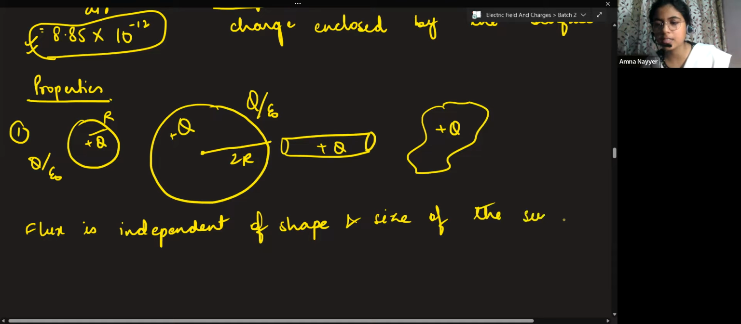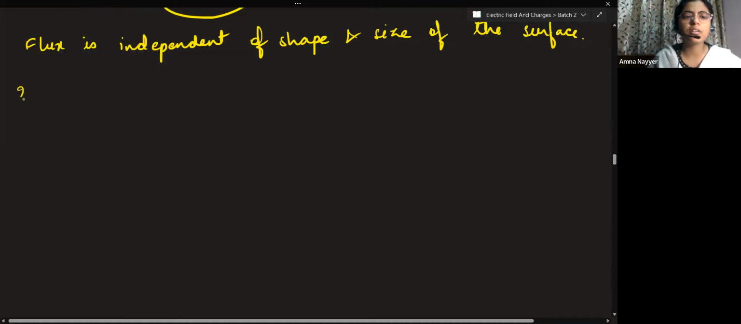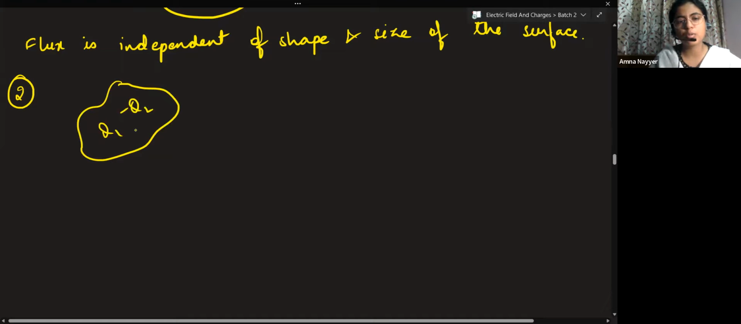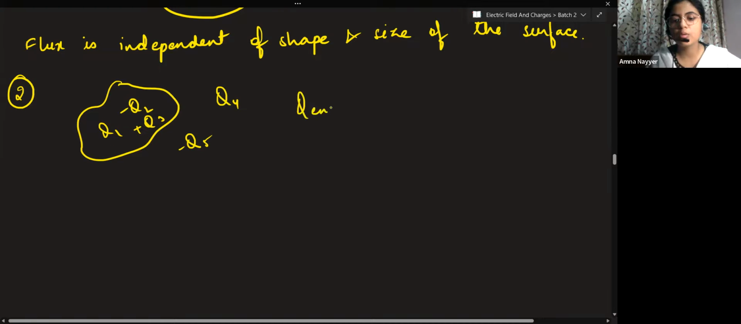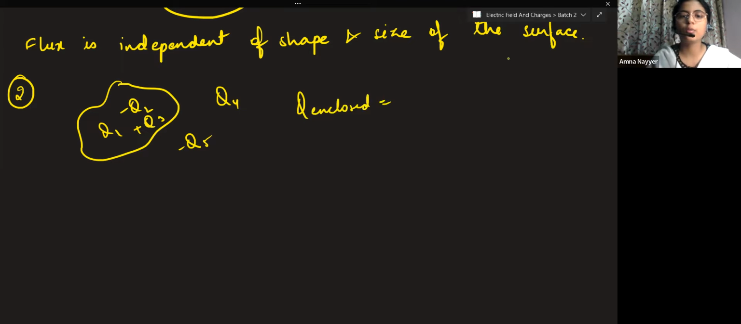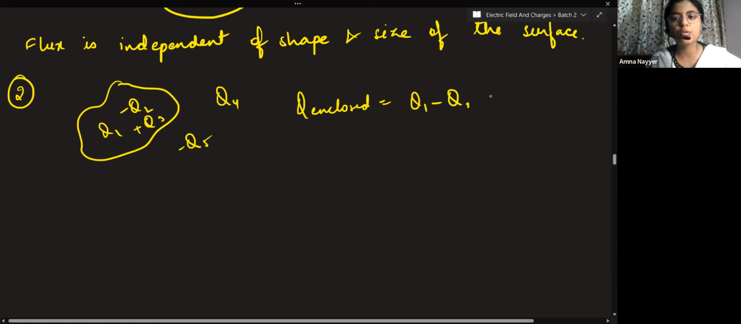The surface. Then the second property I have told you already. Second property means whatever charge is outside will not be considered. It means if I have this system, let's say Q1 is there, minus Q2 is there, plus Q3 is there, Q4 is outside, minus Q5 is outside. This is the system that you have. What are the charges that you will be considering? Only the charges that are enclosed. Exactly. So how many charges are there inside, Fatima? 3 charges. So whatever Q enclosed will be, Q enclosed will be Q1 minus Q2 plus Q3.